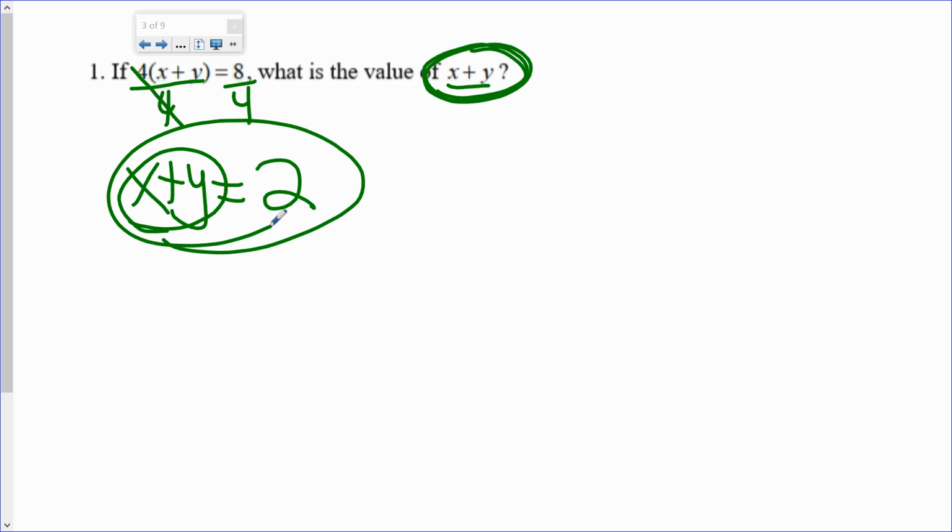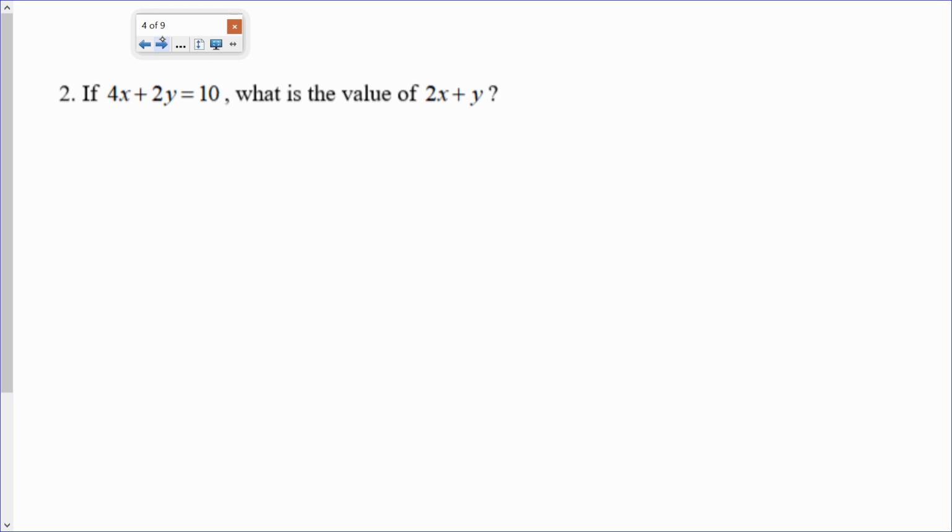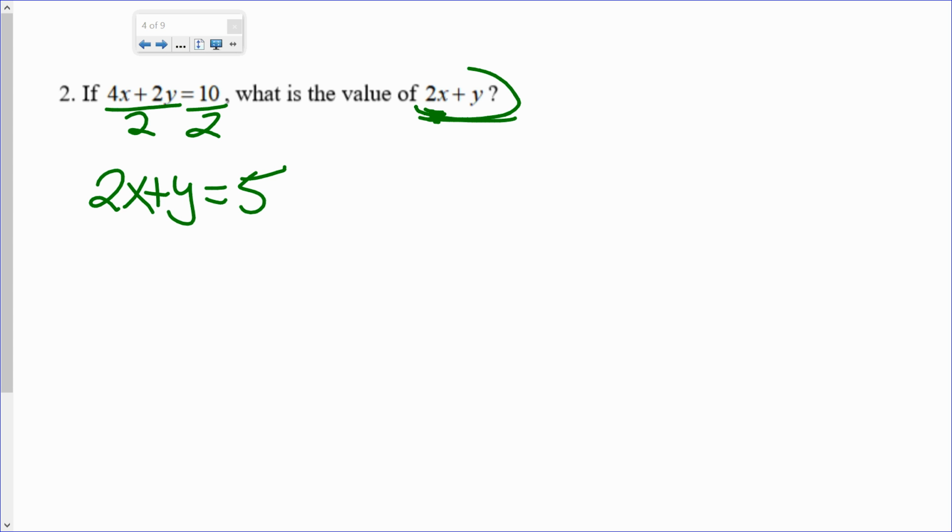It's just like literal equations solving for a variable, but now we're solving for an expression. Once we have that expression solved for, we're done. It wants 2x plus y. So you have to use a little bit of thought here. I have 4x, I want 2x. So if I have 4x and I want 2x, what do I have to do? Well, I have to divide by 2. And whatever I do to one side, I do to the other side. So I get 2x plus y equals 5. It wants 2x plus y. I have 2x plus y. I'm done. 2x plus y equals 5.